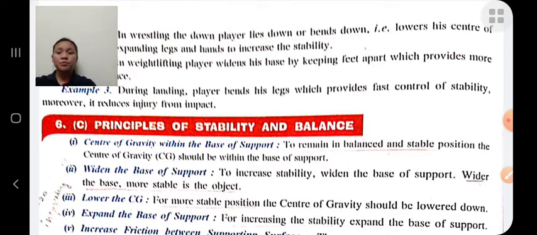If the friction is more, the greater the friction, the more the stability, because the friction does not allow you to do movement. Base: if the base of support is larger, there will be more stability. Increasing the mass: if the mass of the object is more, there will be more stability. These are some principles.